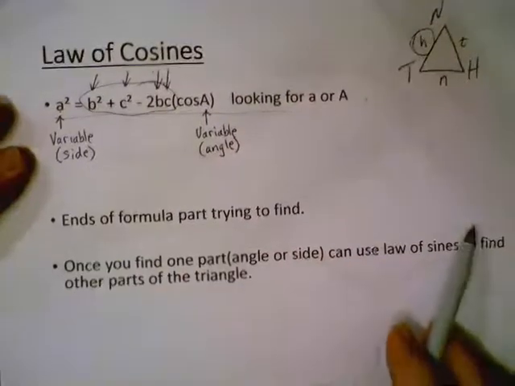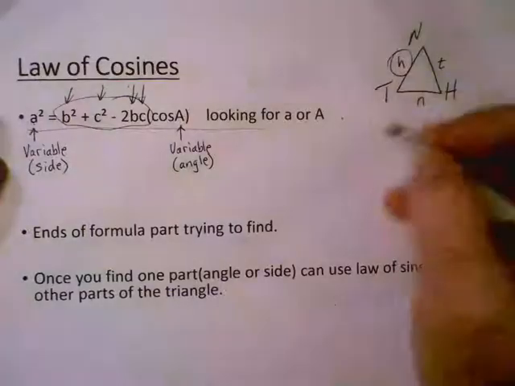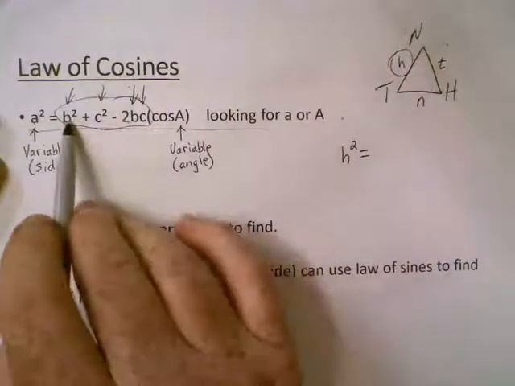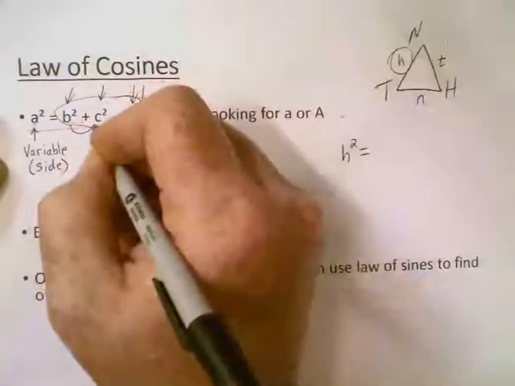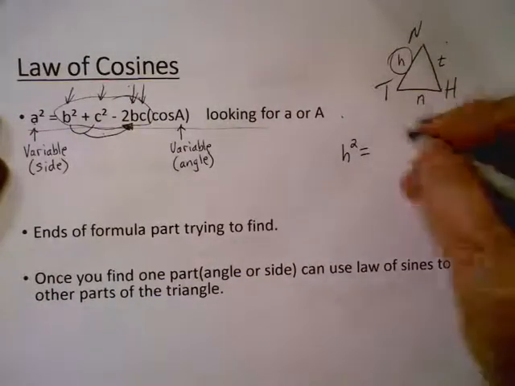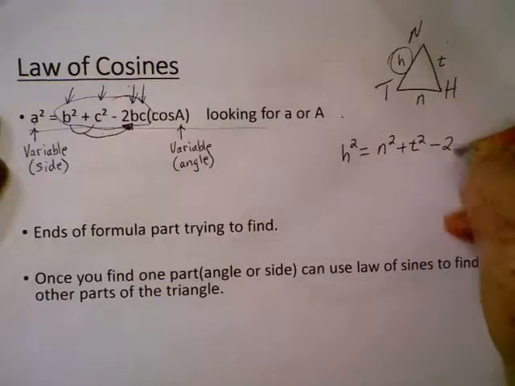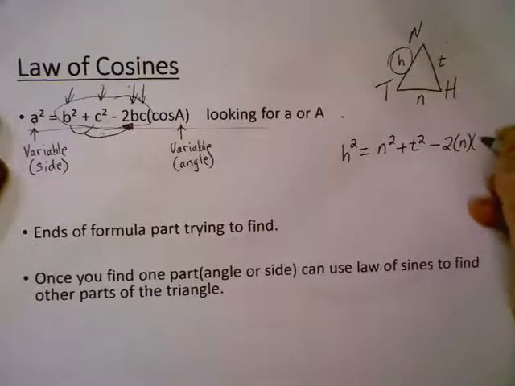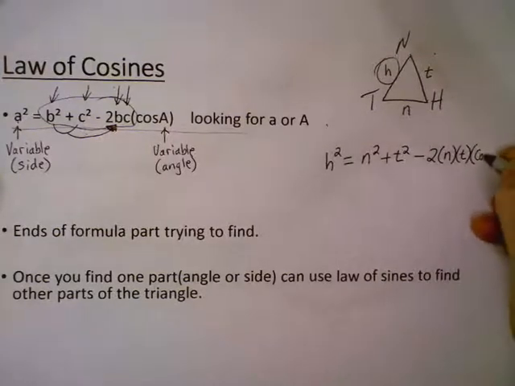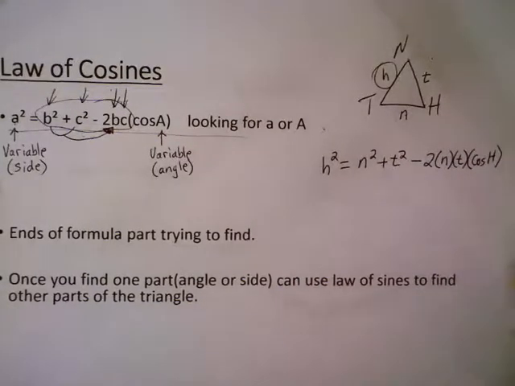So if I'm doing NTH and I'm looking for little h, the length of that side, then little h goes on the far left. And then all the other letters in here, the B, C's, notice that these 2 letters are the exact same as these 2. It's always going to be that way. And it's going to be the other 2 sides. So I might do n squared plus t squared minus 2 times n times t, then times the cosine. If this is little h over here, it has to be big H on this other end. So it'll be the cosine of that angle.